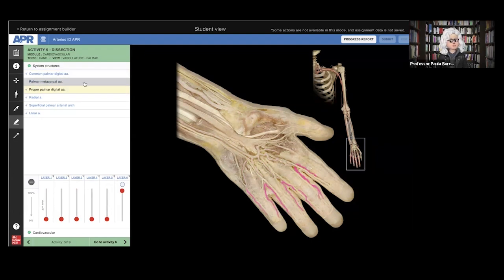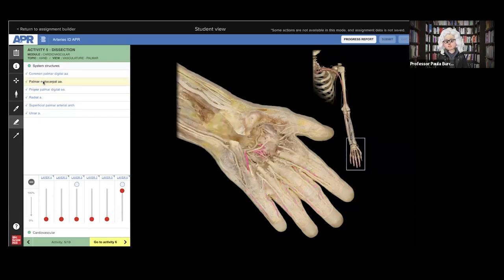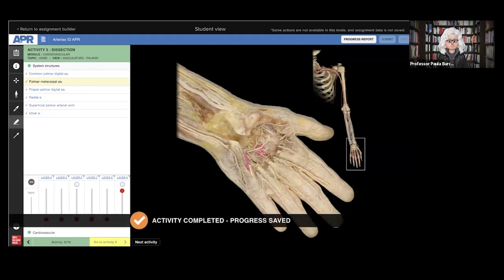And now we're going to go deeper. So we're going to remove some of this tissue here. And then you're going to have, so you can see here, it's deeper. You have the palmar metacarpal arteries. Next activity.